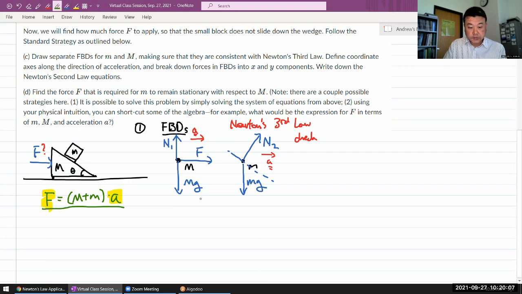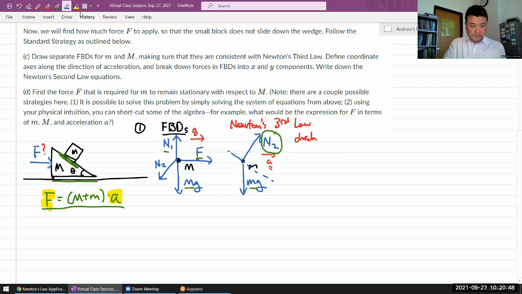Gravity is an external force because it's coming from Earth. I'm not drawing a free body diagram of Earth. Applied force F is also external. Whatever agent is applying the force, I don't have a diagram of that agent. Normal force 1, that's coming from this surface of contact here, so it's also external since I'm not drawing a free body diagram of the tabletop. And this normal force here, it's coming from the ramp, which means it's an internal force. So I must have a reaction force on the ramp by the block M.